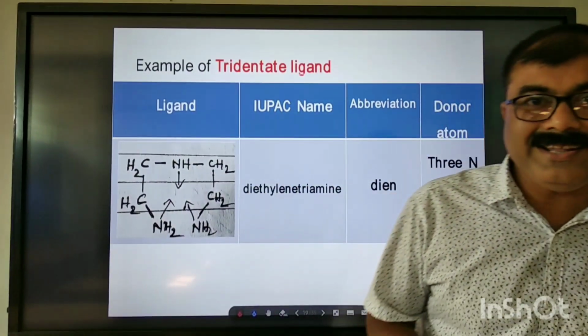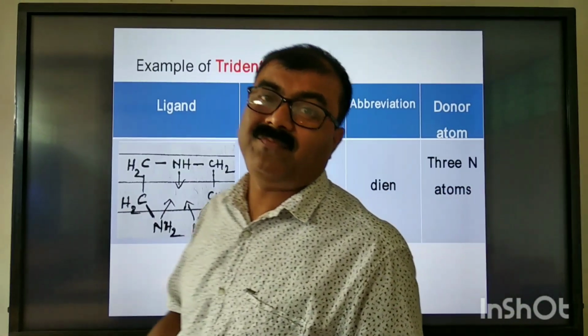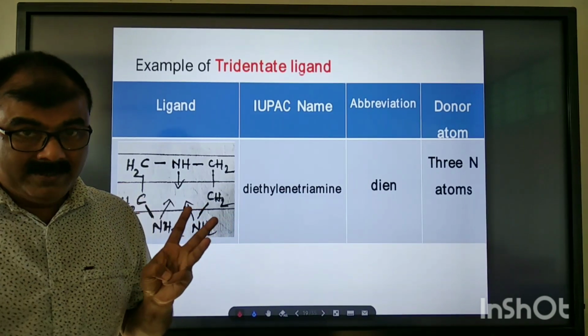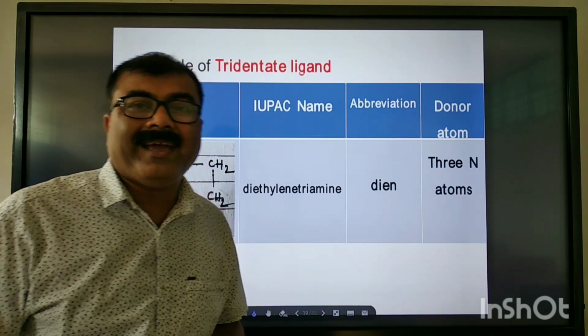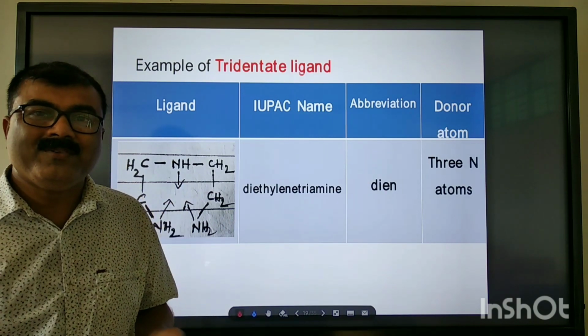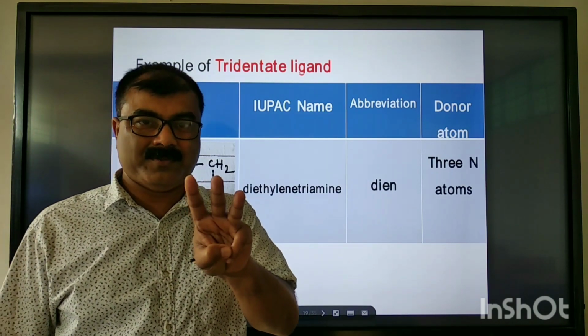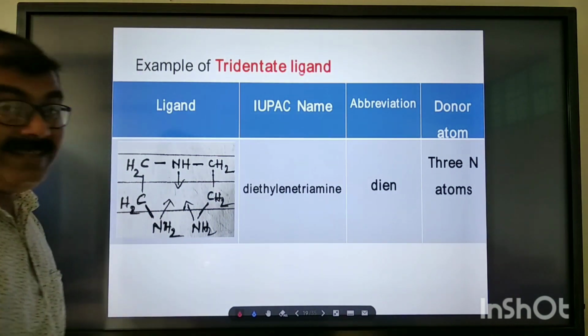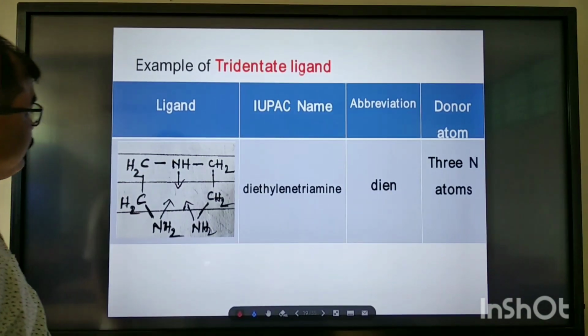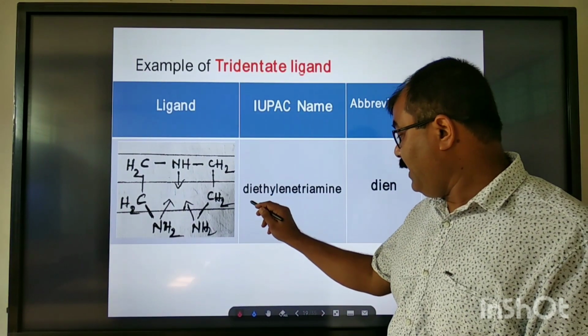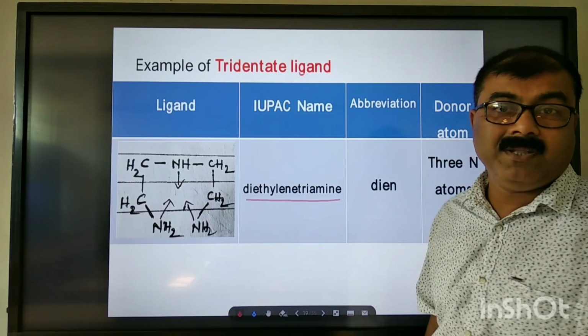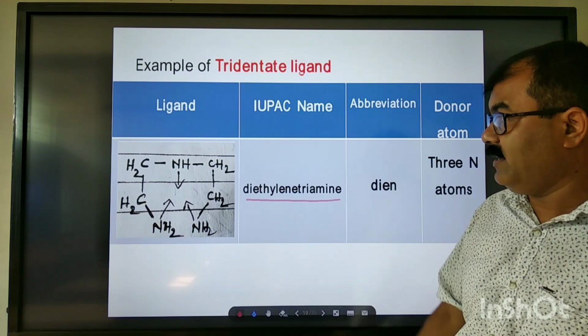What are tridentate ligands? Ligands which have 3 donor atoms. In other words, this type of ligand can form coordinate bonds through 3 donor atoms. Yes, that is, denticity is 3. One very important example is diethylene triamine.